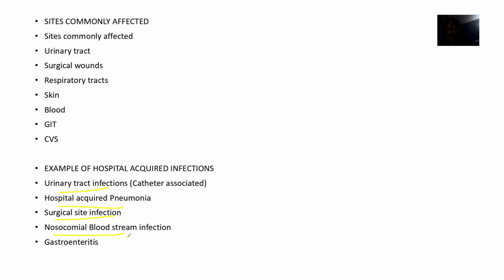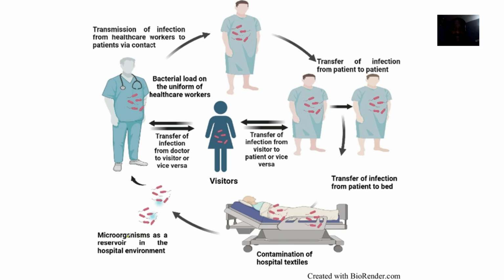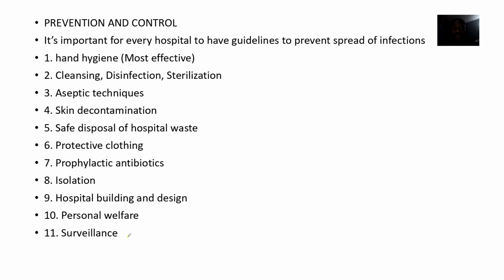Okay. So prevention and control is clean hand hygiene, cleansing, disinfection, sterilization. All those are aseptic techniques, right? Skin decontamination, safe disposal of hospital waste, protective clothing, prophylactic antibiotics, isolation. Hospital building and design should be what? Unique, in which all those waste products are easily disposed, personal welfare, and surveillance.